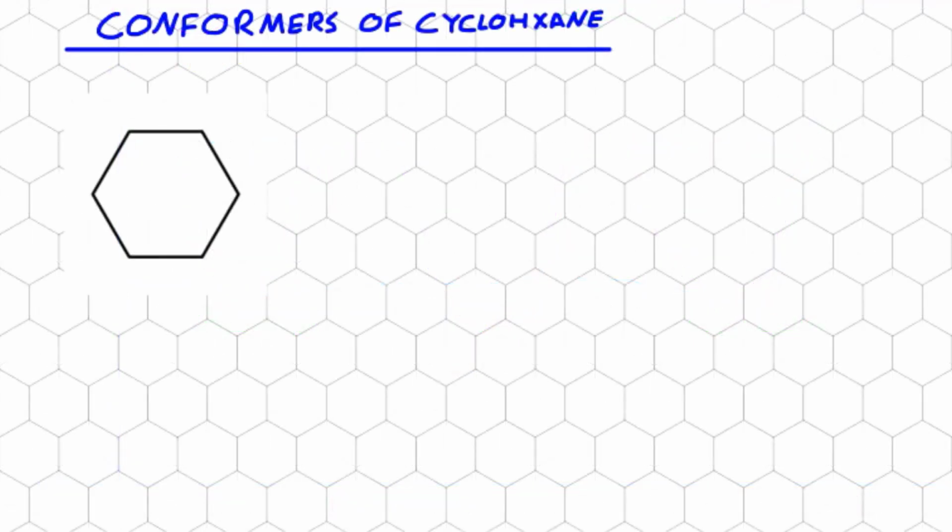Okay, we're going to talk about conformers of cyclohexane. As you see, we have a hexane here in the form of a hexagon. Now in a 3D world, we're not necessarily going to have a flat hexagon as hexane. We could say the most stable version of hexane is what we call a chair model, which I'm going to show you right now.